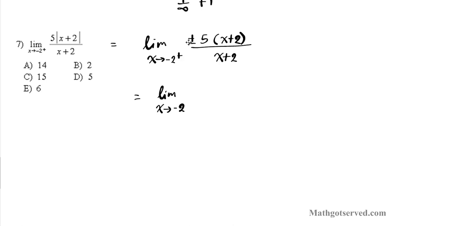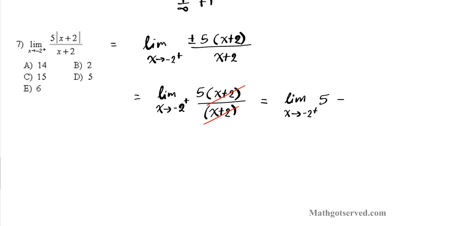Now, this directionality of the value approaching means we're just going to have the positive piece, so we just have 5 times x plus 2 divided by x plus 2. Okay? And then what you notice happening here is that these two quantities are identical, they divide out. So you have the limit as x approaches negative 2 from the right of 5. Final answer is 5.